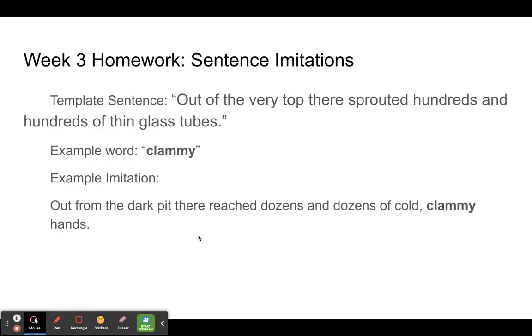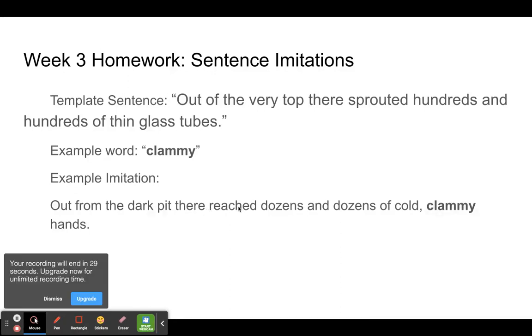So when you're making this imitation, be careful to make sure you copy this there verb part of the sentence. Out from the dark pit, there what? There jumped, there shot, there cannonballed. You can put any verb practically after this there, but that is what helps you structure the sentence so that you can get your main subject at the end and build that suspense. Give it a try.